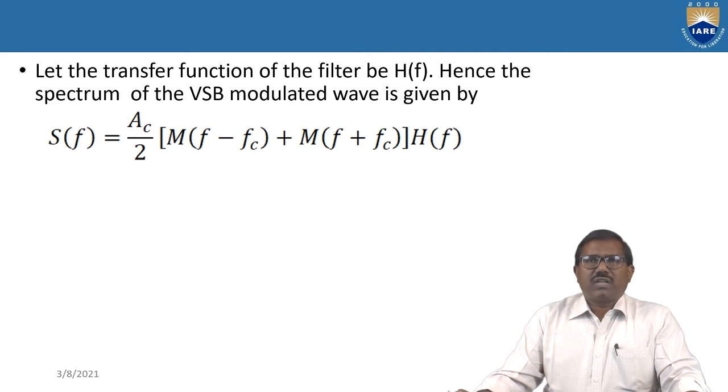Now, with the transfer function of the filter H(f), the spectrum of the VSB modulated wave is given by S(f), which is equal to Ac/2 [M(f − fc) + M(f + fc)] H(f). Here H(f) is the transfer function of the sideband shaping filter.